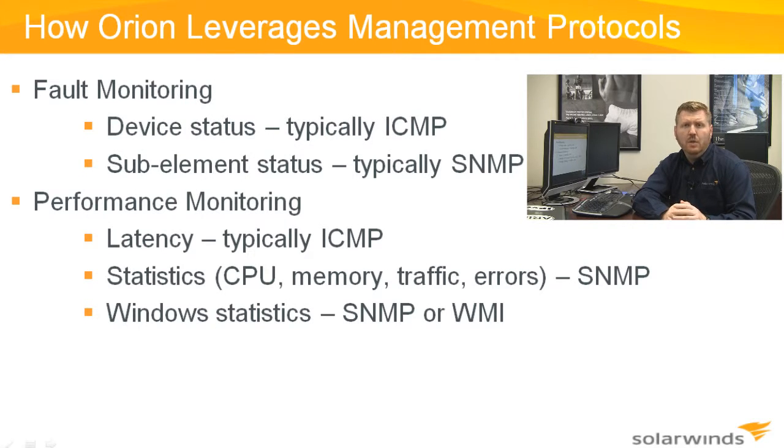For fault management, most network management systems, including Orion, use ICMP or ping to detect whether a device is up or down. It's as simple as the NMS sending out a ping request and waiting for a response. If a response isn't returned, the NMS assumes the device is down. Now in Orion it works slightly differently.